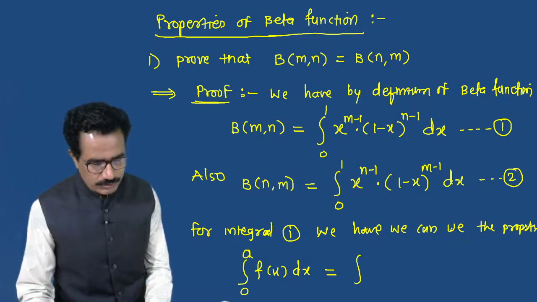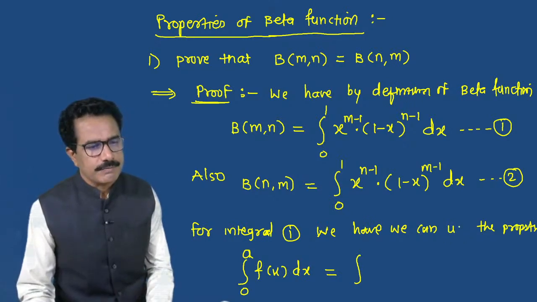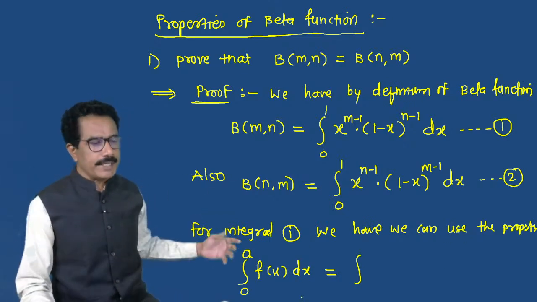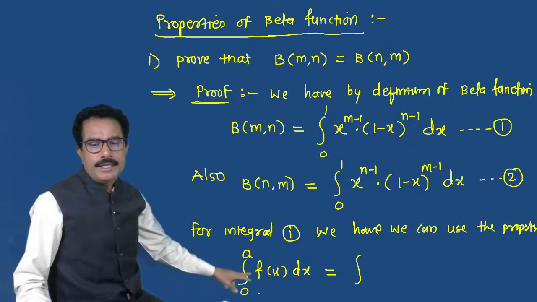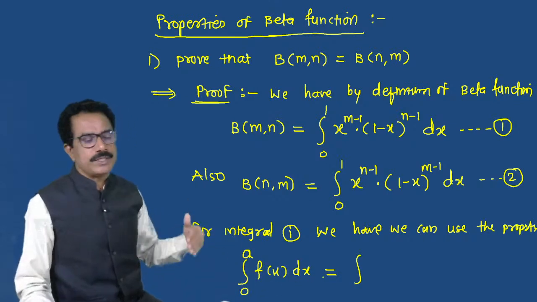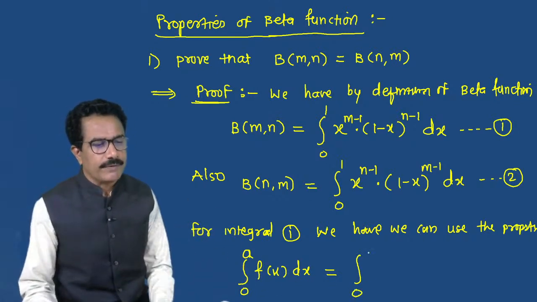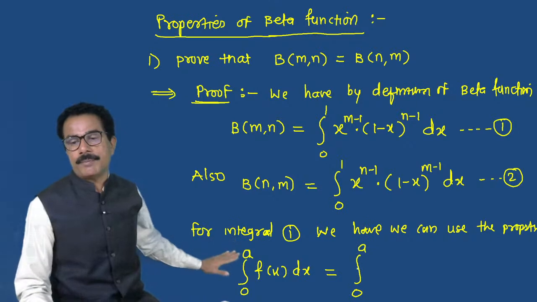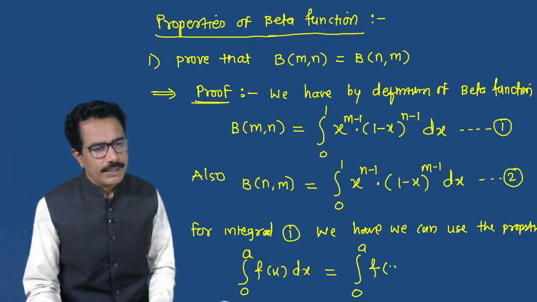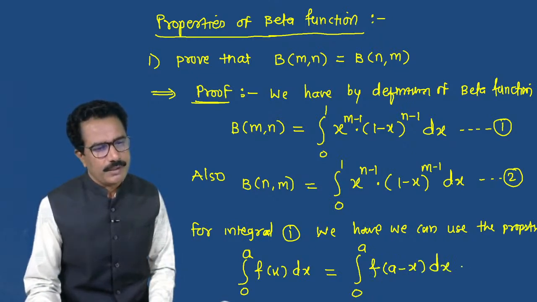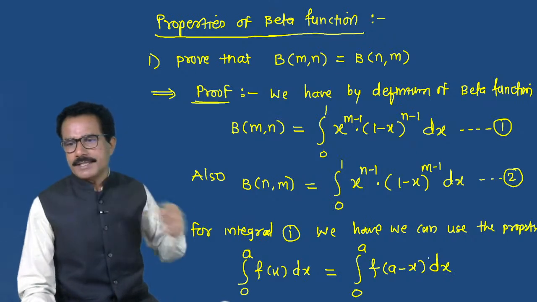We can use the property. What is that property? Integral from 0 to a f of x dx is equal to integral from 0 to a. Who can tell me what the property is? We have studied this: 0 to a f of a minus x dx.